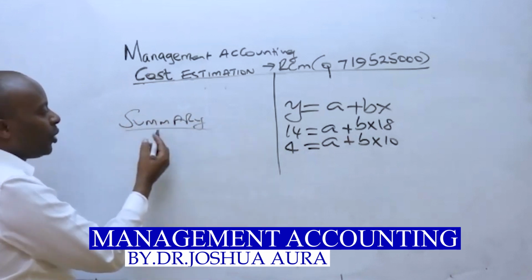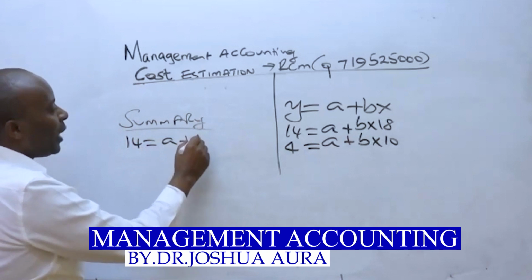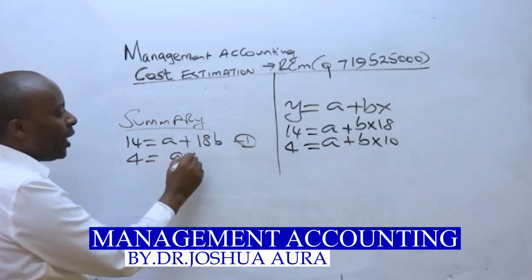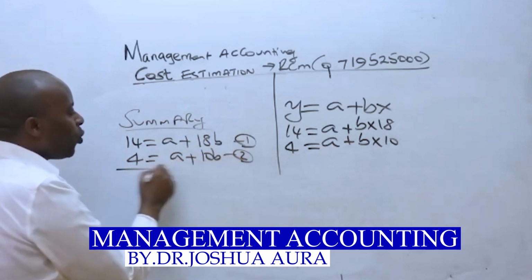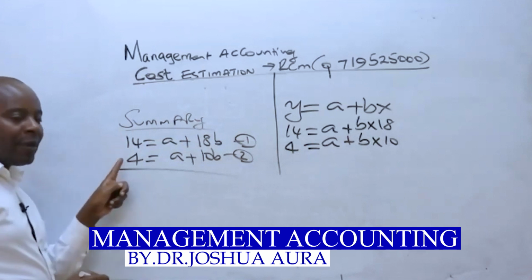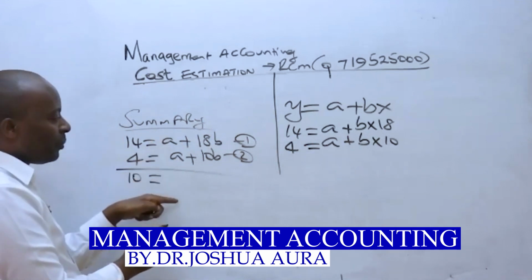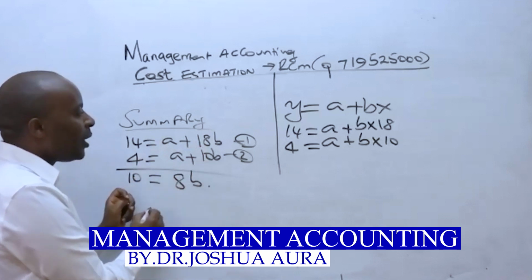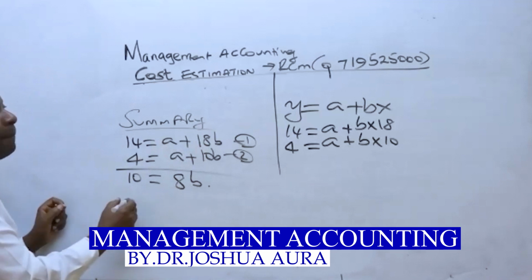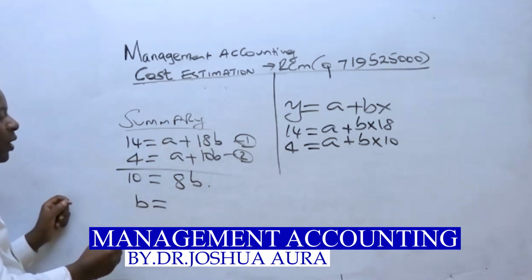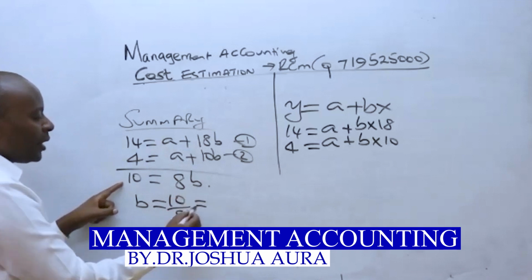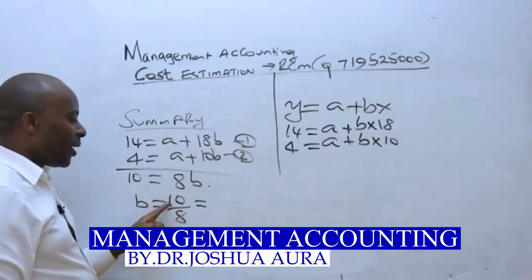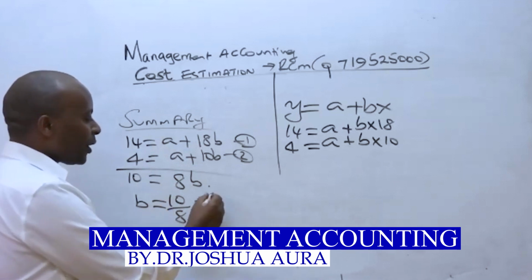So we have 14 equals A plus 18B. That's equation number 1. And then equation number 2, we have 4 equals A plus 10B. So please go ahead and subtract. 14 minus 4 gives me 10. A disappears. 18 minus 10 gives me 8B. Implying, ladies and gentlemen, that my B here will be 10 divided by 8, which gives me 1.25.